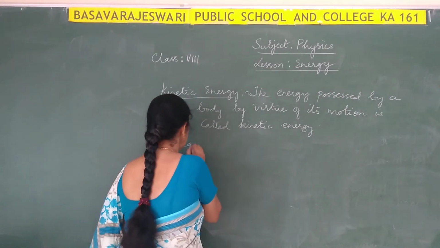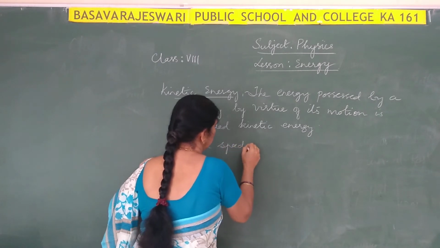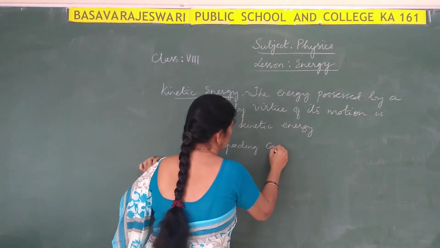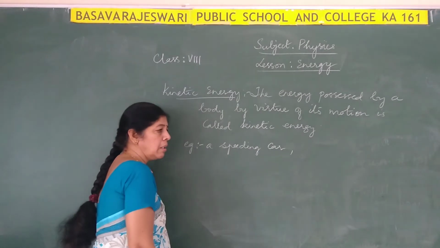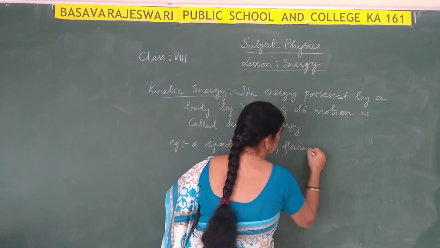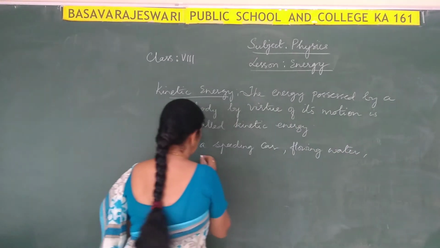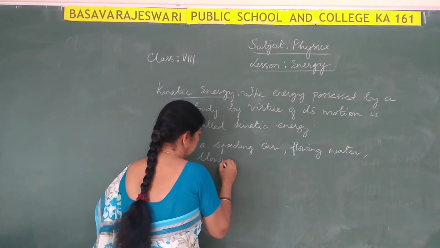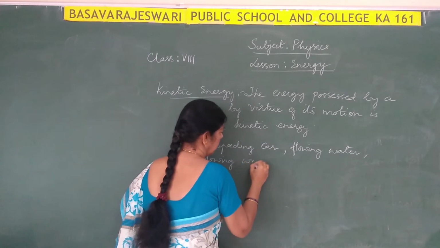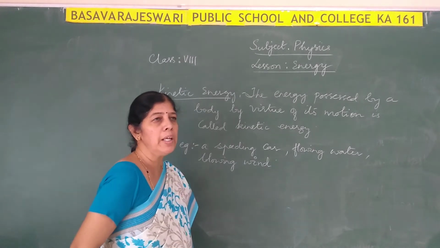Now examples, you see. A speeding car. Then flowing water. Blowing wind. All these are examples of kinetic energy.